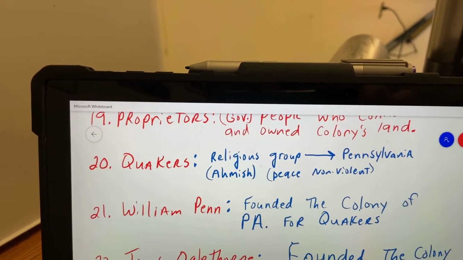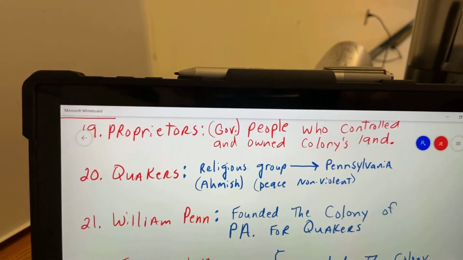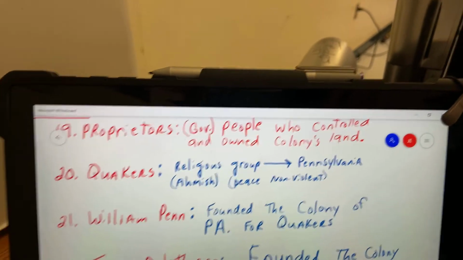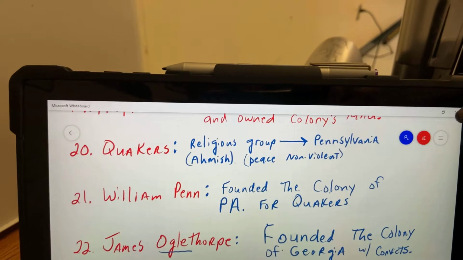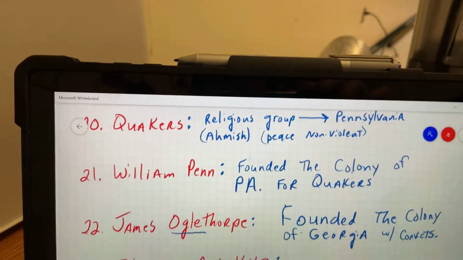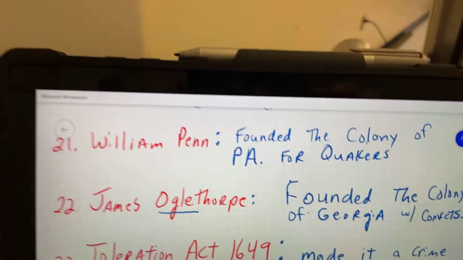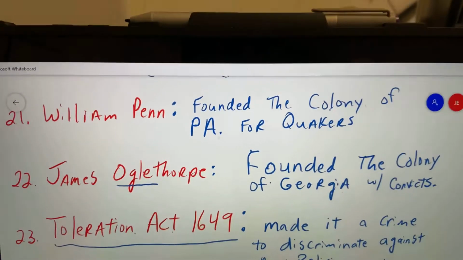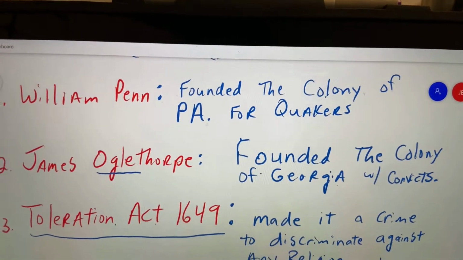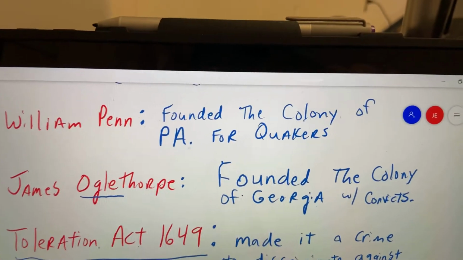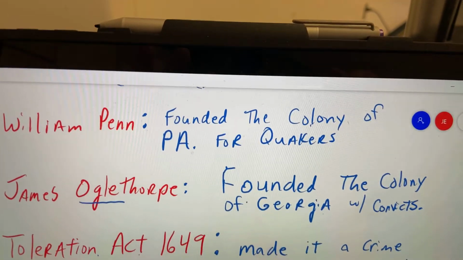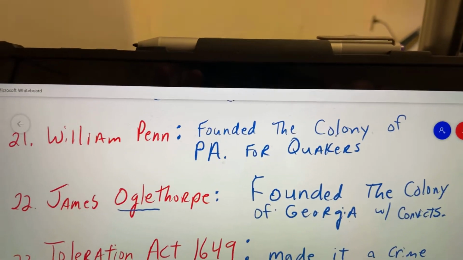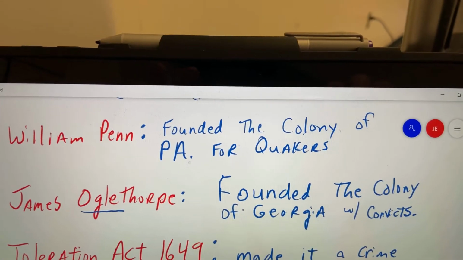So a lot of the colonies in our country's early years were founded for religious purposes. And then you have Georgia. James Oglethorpe was the proprietor of Georgia. Now, you can go ahead and pause this and copy this down. He founded the colony of Georgia, and the people that came over for Georgia weren't coming over for religious purposes.